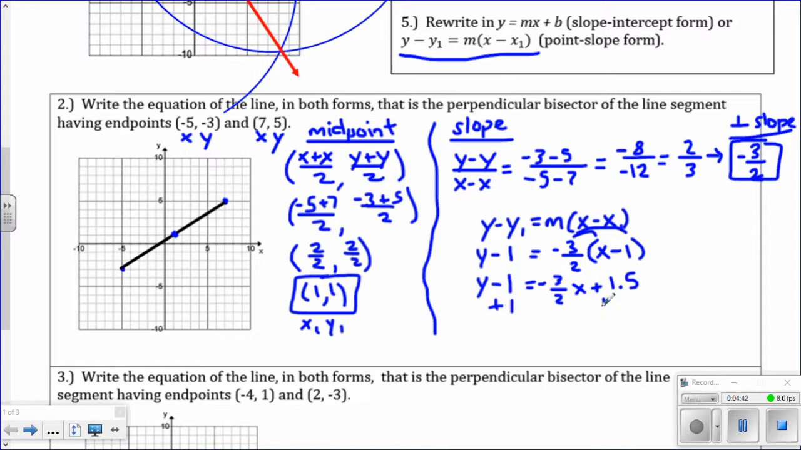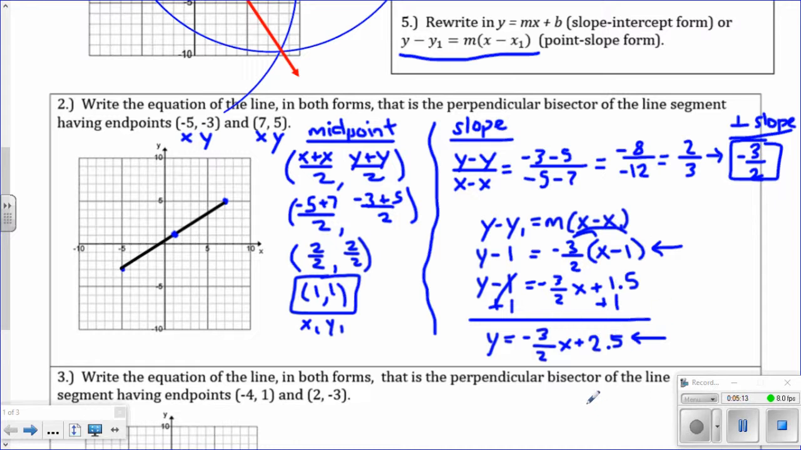Solving for y, I would add 1 to both sides. So we would get y equals negative 3 over 2x. And then adding 1.5 to 1, we get 2.5. So we have two answers here just because of how I wrote the directions. One of your answers is right here. That's the point slope form. And then the other answer is in slope intercept form because we can see the y-intercept is 2.5.